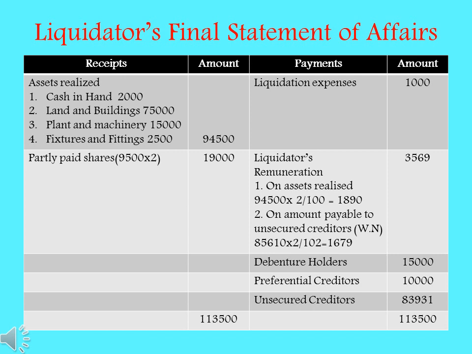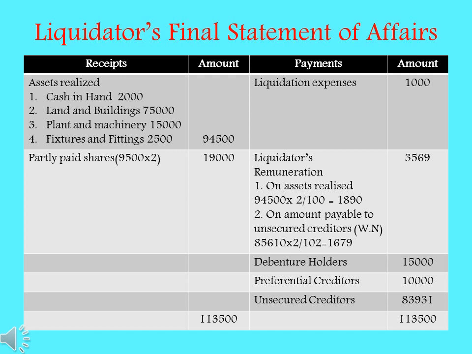Then we record the amount of partly paid shares. In the question, it is already shown that out of 10,000 shares, all the amount of partly paid shares was received except for 500 shares. So the amount is 9,500 shares into rupees 2, that is 19,000.